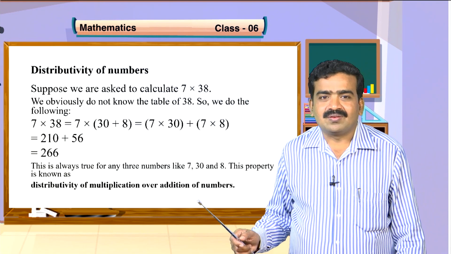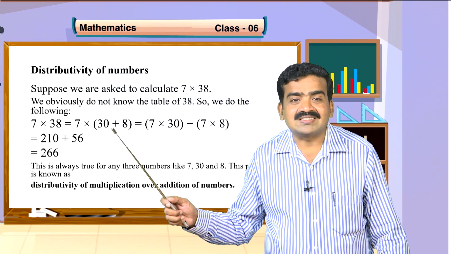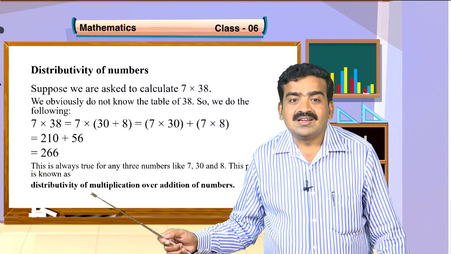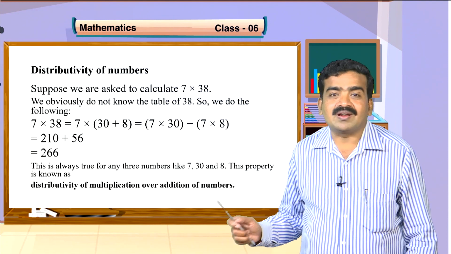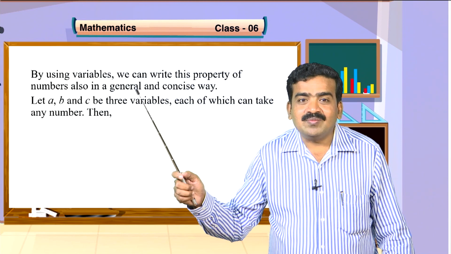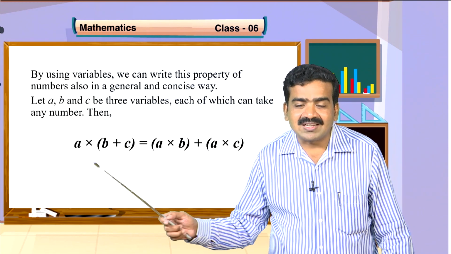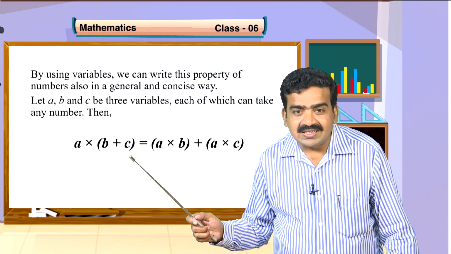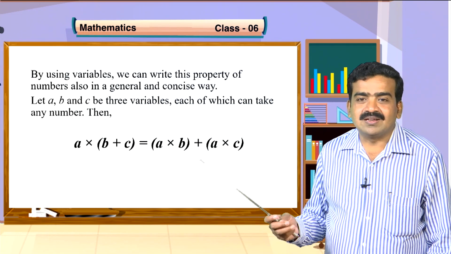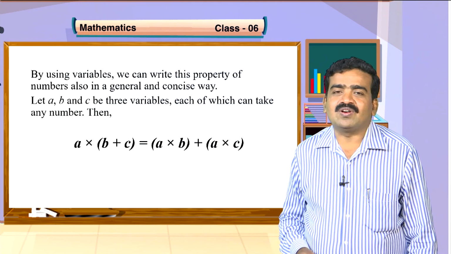We are seeing both multiplication as well as addition in this case. 7 into 30 plus 8 is there. That is why it is known as distributivity of multiplication over addition of numbers. Now, by using variables a, b and c, we can write the distributivity of multiplication over addition like this: a into b plus c is equal to a into b plus a into c. This is how distributivity is expressed using variables in algebra.